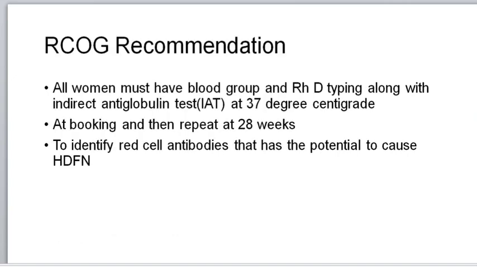According to RCOG recommendations, all women must have blood group and RHD typing along with an indirect antiglobulin test at 37 degrees centigrade at booking and then repeat at 28 weeks. The purpose is to identify red cell antibodies that have the potential to cause hemolytic disease of the newborn.